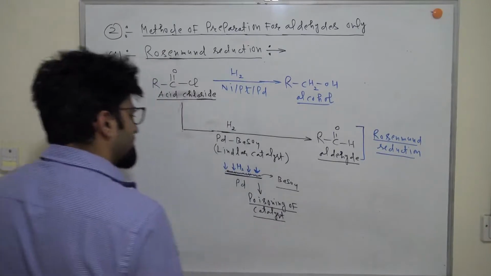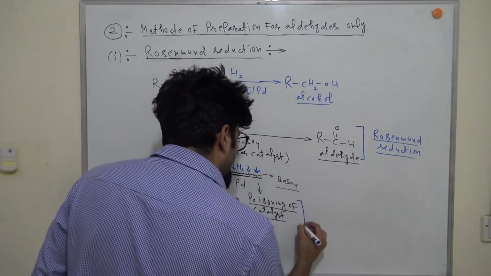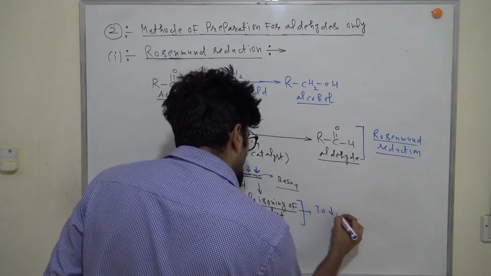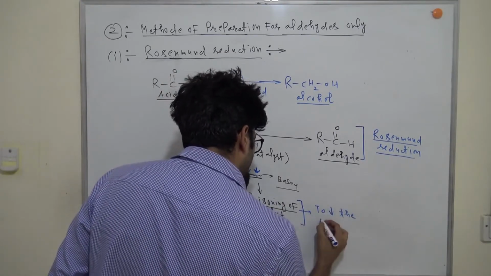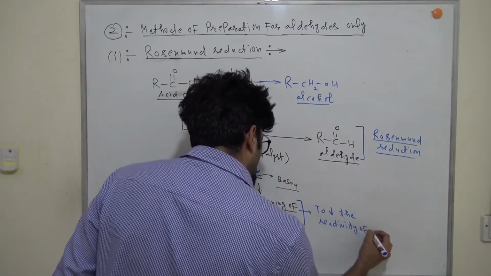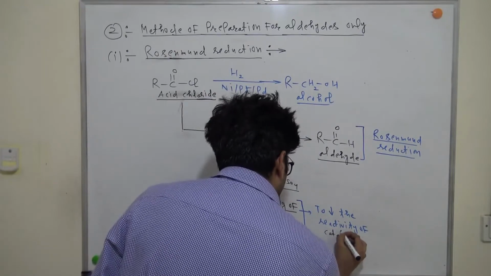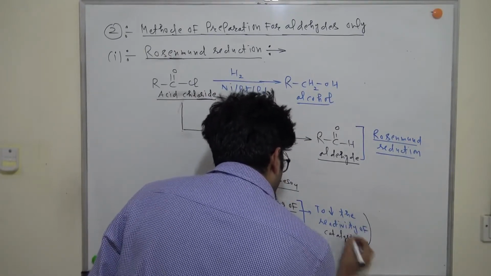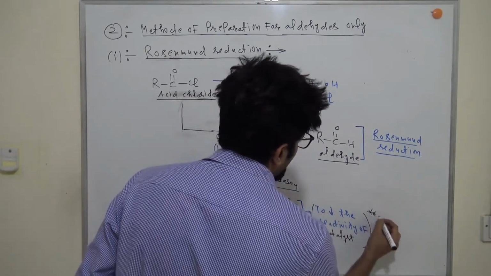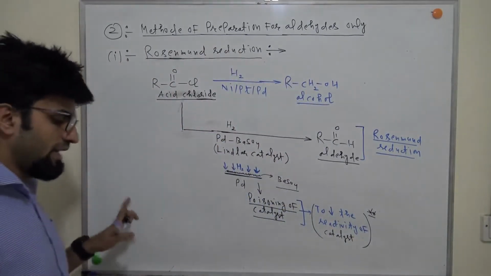This is known as what, guys? Poisoning of catalyst. And why do we do the poisoning? To decrease the reactivity of the catalyst. Okay, and this particular reaction is known as what? Rosenmond reduction. Okay, so I'm again repeating myself.